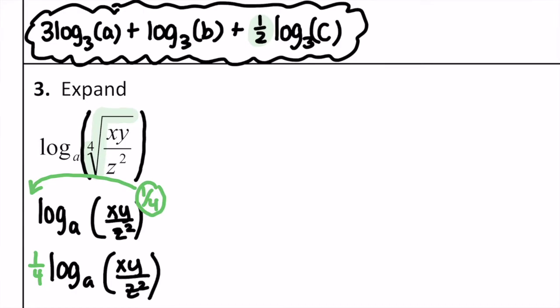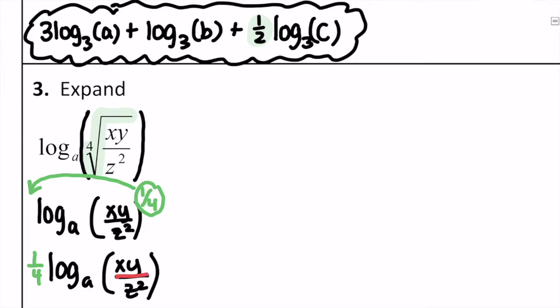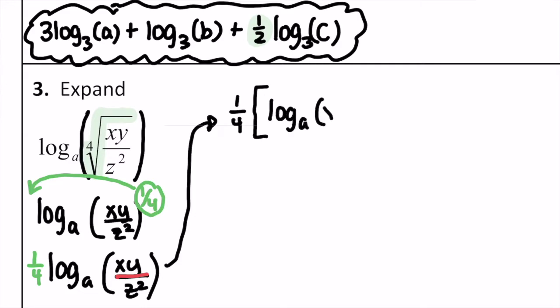Inside of this logarithm, I see division, which means I can separate using subtraction. So I'm going to leave the 1/4 on the outside, and I'll think about it later, but I'm going to distribute it at the end. Right now, I'm just going to separate what I have. So I see division, I'm going to separate with subtraction. I'm going to write log base A of the thing on the top, xy, minus log base A of the thing on the bottom, z squared. So that division that I saw inside, I used subtraction to separate.